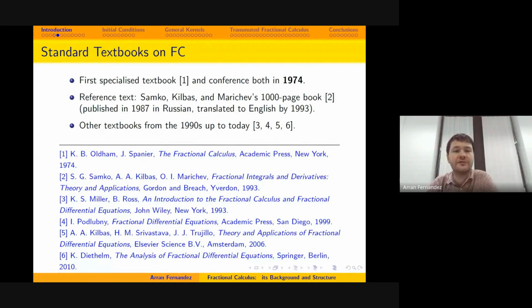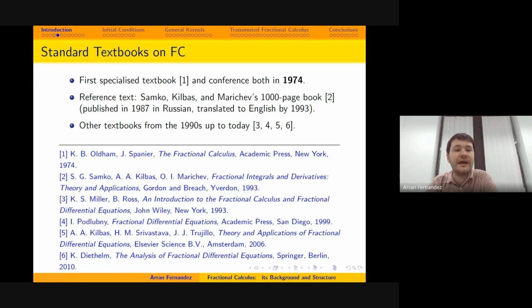1974 was an important year for fractional calculus: the first textbook devoted to this topic only, and the first conference devoted to this topic only. I also mentioned several other textbooks here. The reference number 2, Samko, Kilbas, Marichev. This is an enormous book. It's a good reference text.